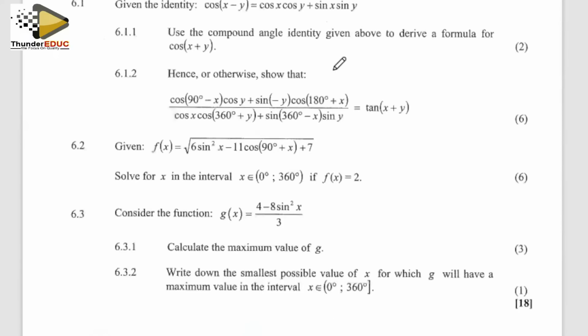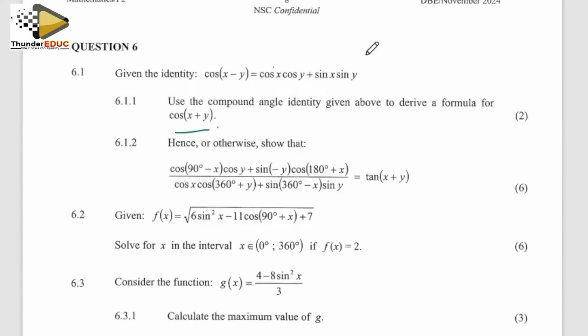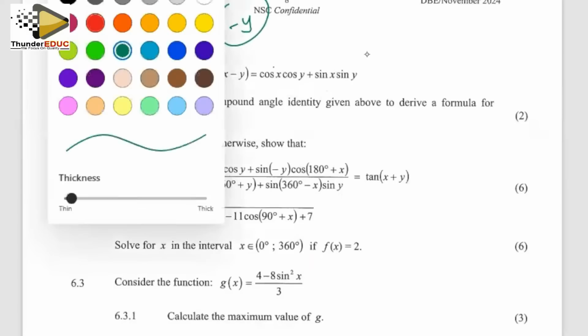Question number 6. Given the identity, cos of x minus y is equal to cos x cos y plus sin x sin y, use the compound angle identity given above to derive the formula for cos of x plus y. So we can use the 90 sort of approach, but we can also use something extra, okay? So I'm going to replace positive y with the negative y into this expression. That's going to be my first step.